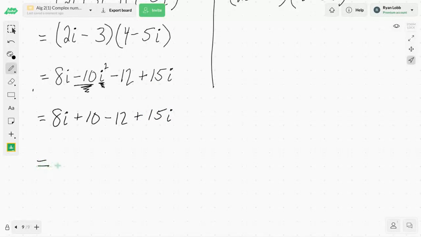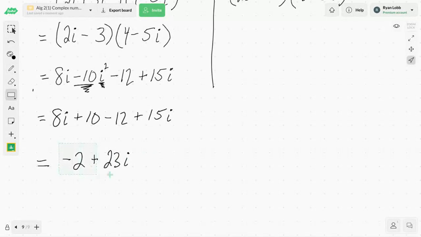And then lastly, we're going to write in standard form. Positive 10 minus 12 is a negative 2. 8i plus 15i is plus 23i. And we are done there.